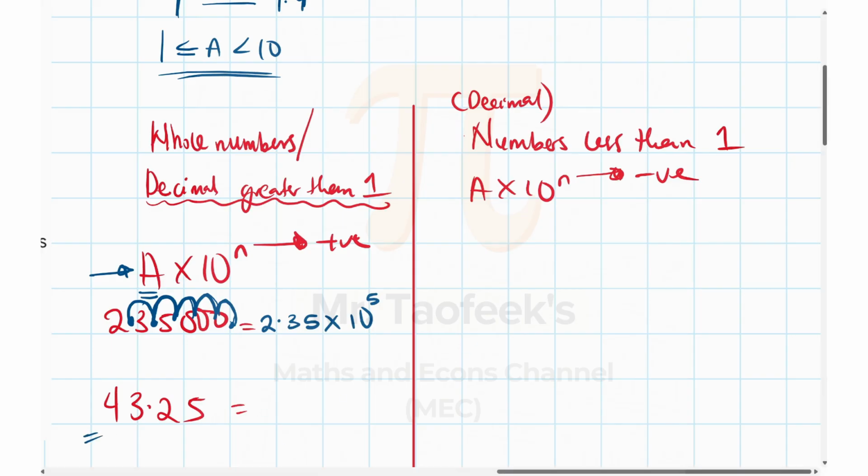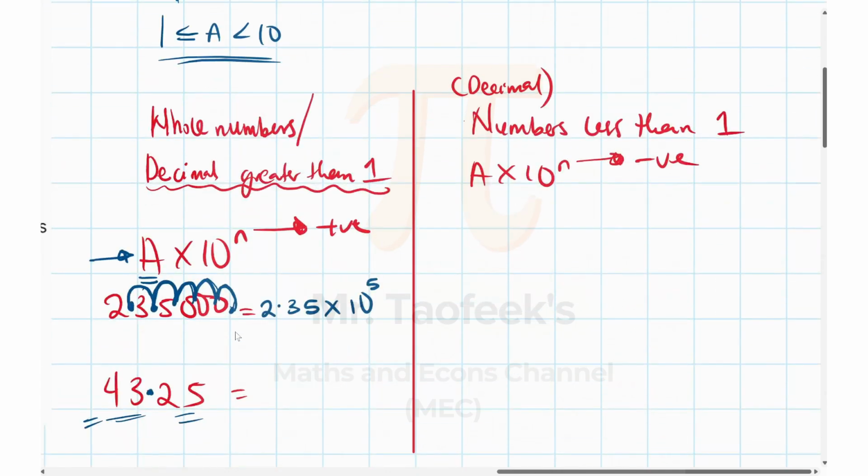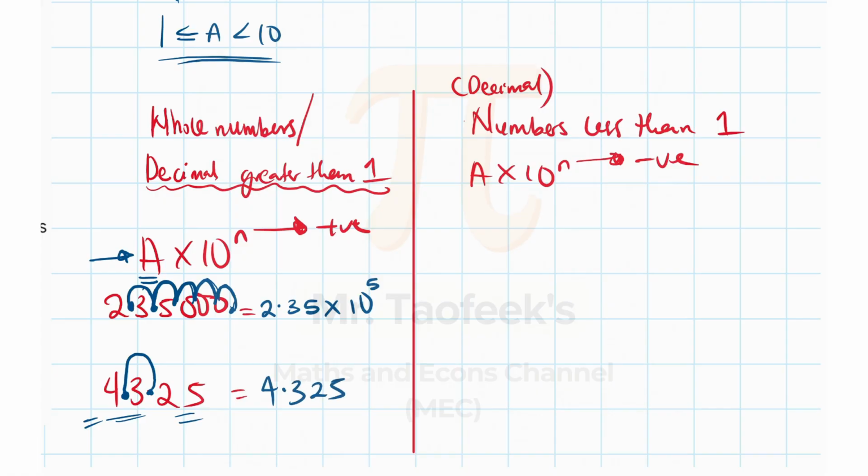Now the next question. Some students in this example are already confused. This looks like a number in standard form already, but it's not, because if you look at where the decimal point is, this is 43 point something, and we said A must always be between 1 and 9.999. Nothing outside of that is acceptable. Therefore, since this number is greater than 1, we still have to move this decimal point so that it becomes 4.325. So 4.325 is a number between 1 and 9.9999. So therefore, that is valid.